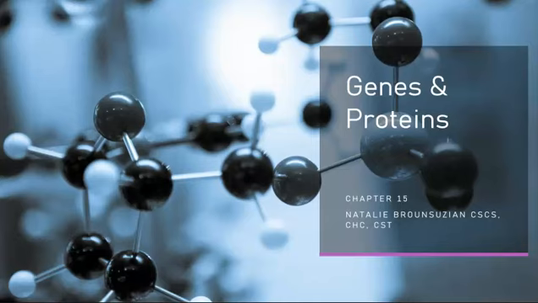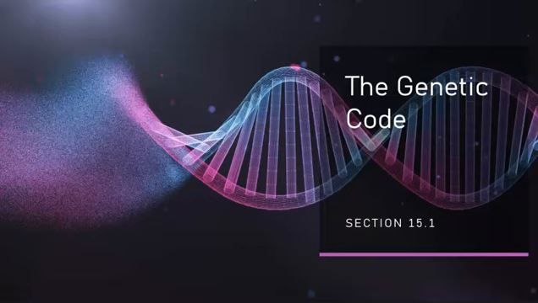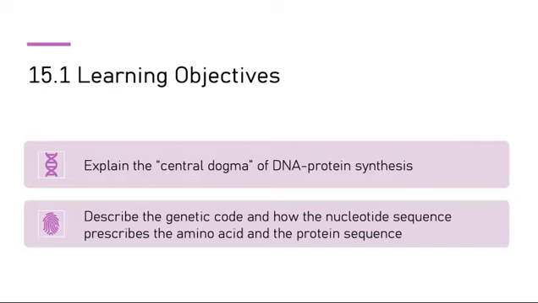In this chapter, we're going to talk about genes and proteins, and we will start with section 15.1 on the genetic code. Our learning objectives here are to explain the central dogma of DNA protein synthesis and describe the genetic code and how the nucleotide sequence prescribes the amino acid and the protein sequence.